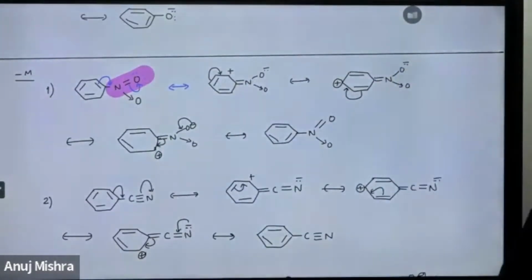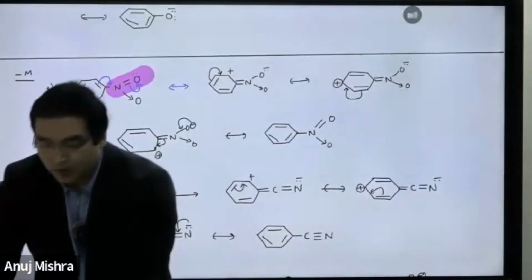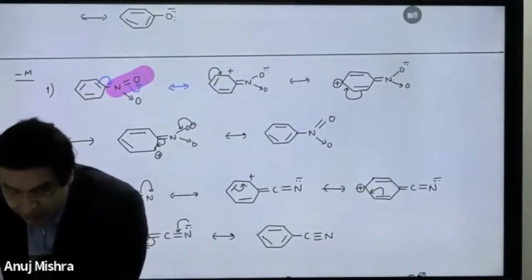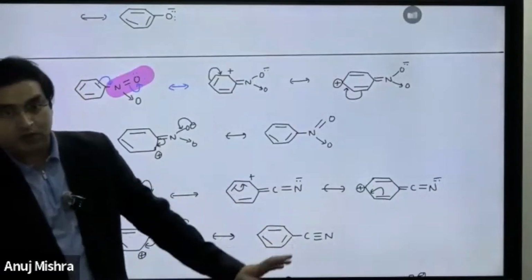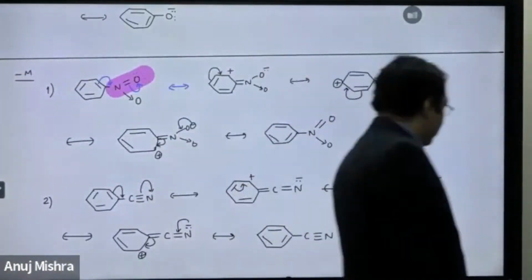Just draw NO2. Don't look at here. Do it yourself and then check. Just for practice. I know you know this, but just for practice. Please draw resonating structure of NO2. And remember, in all the cases, I'm drawing 5 resonating structures. Okay. Please complete it.